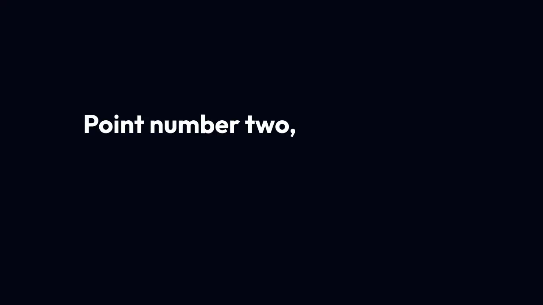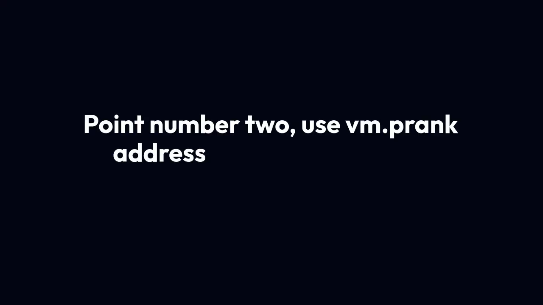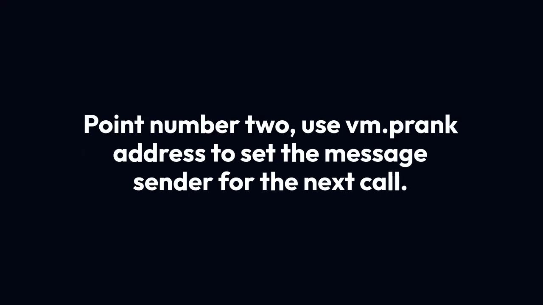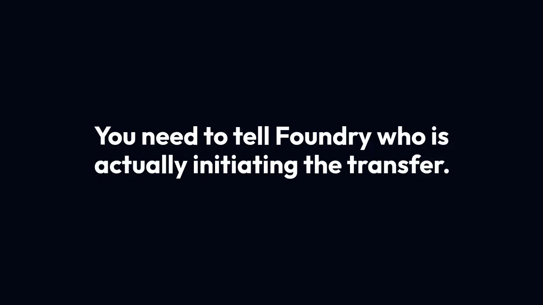A common pattern is to mint tokens to an address, then use that address as msg.sender. Point number 2. Use vm.prank(address) to set the msg.sender for the next call. This is crucial. Your test contract itself might not be the token owner. You need to tell Foundry who is actually initiating the transfer. So, a typical flow looks like this.